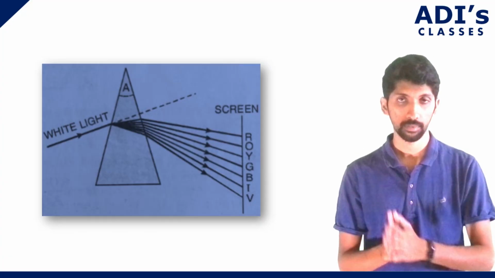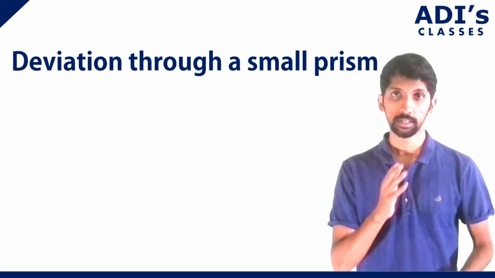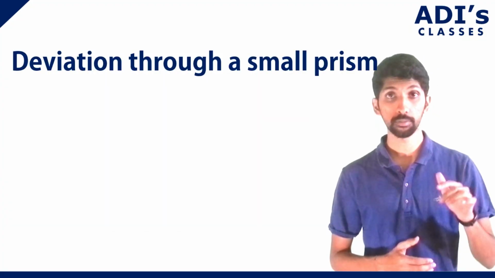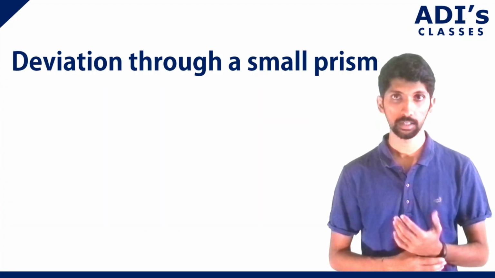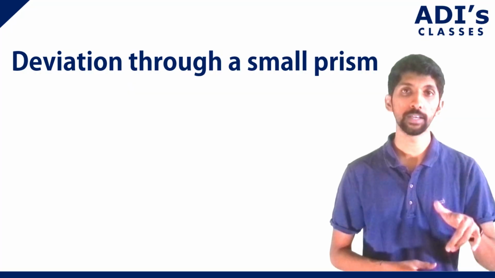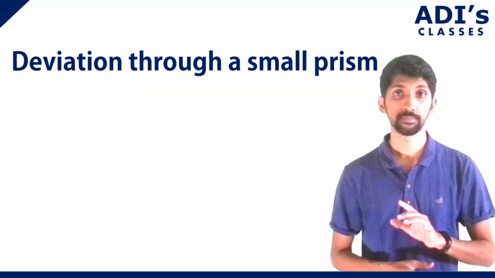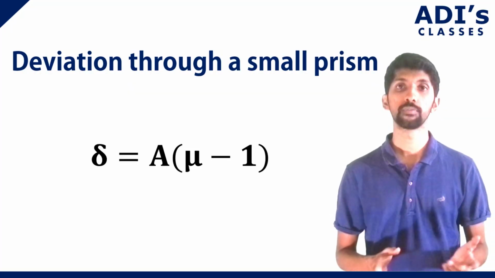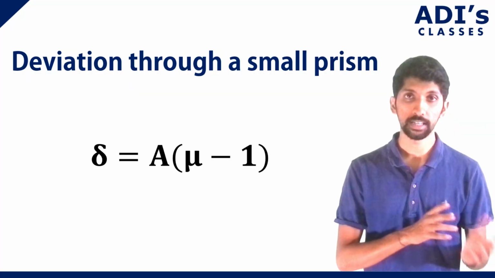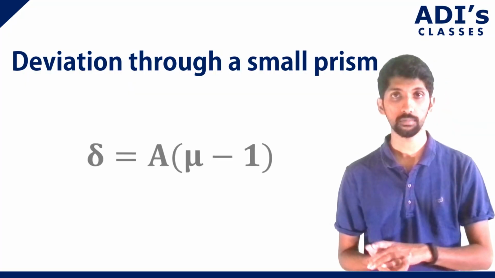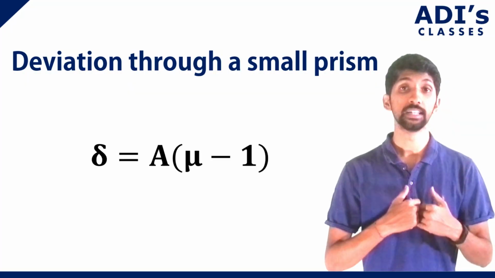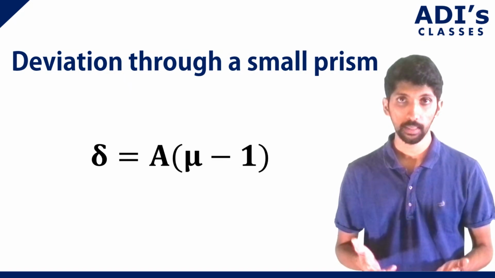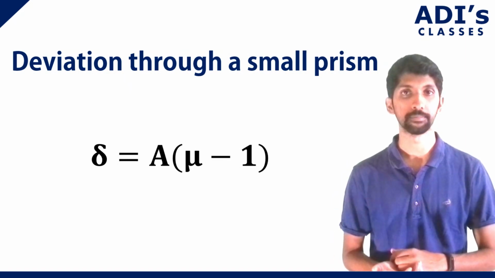Now since we are talking about deviation here, let's confirm how mu and delta are related. The last formula was what? Delta is equal to A into mu minus 1, correct? So we have mu v greater than mu r by Cauchy's formula. So we have delta v greater than delta r. So violet light deviates the maximum and red light deviates the minimum.